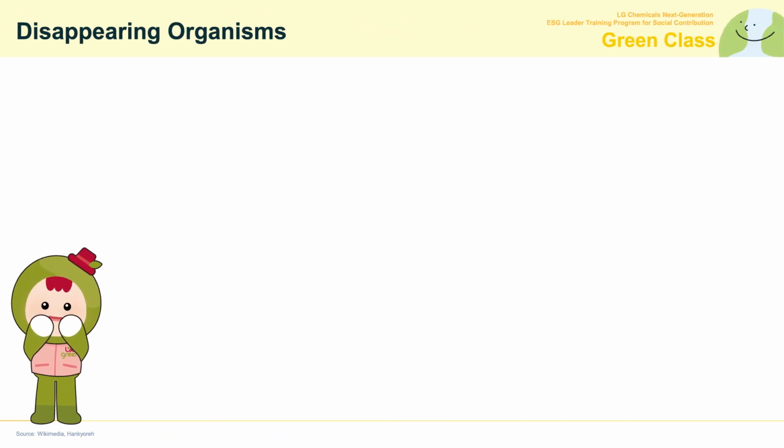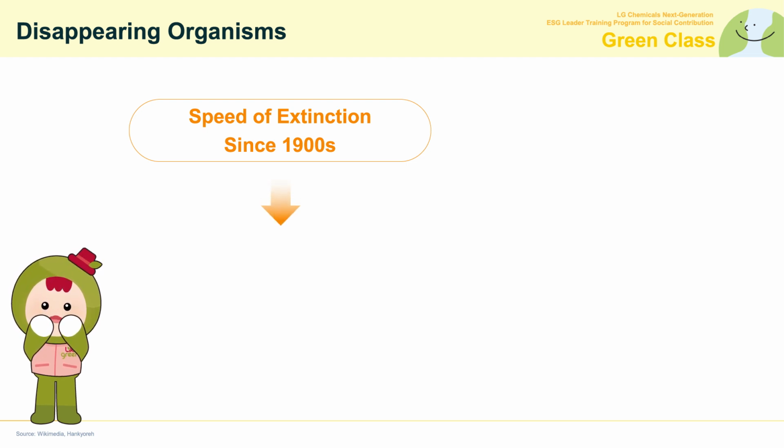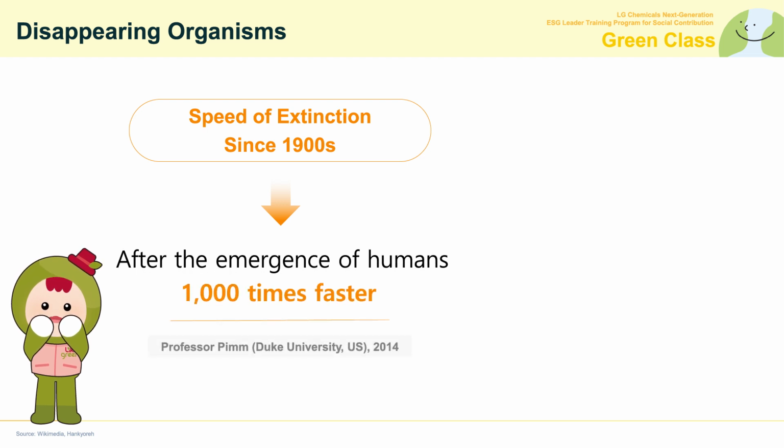The unfortunate thing is that biodiversity is under serious threat. Since the 1900s, the speed of organism extinction has rapidly increased. According to a study, organisms have been going extinct 1,000 times faster since humans appeared.